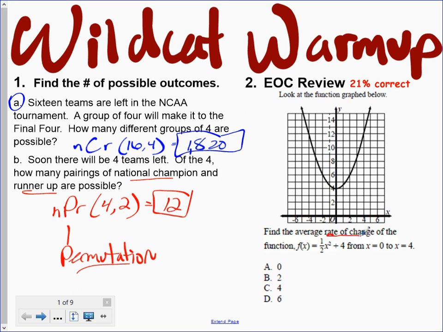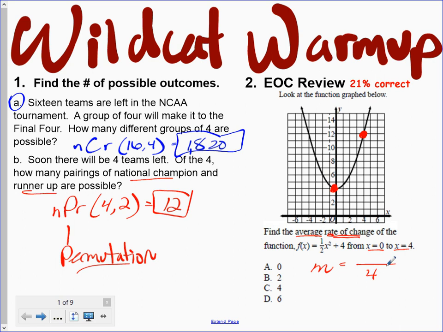Number 2 talks about rate of change, which is another word for slope. If I say y equals mx plus b, what does the m stand for? Slope. So what I'm looking at here is x equals 0 and x equals 4. So what's the average rate of change as it goes from 0 to 4?